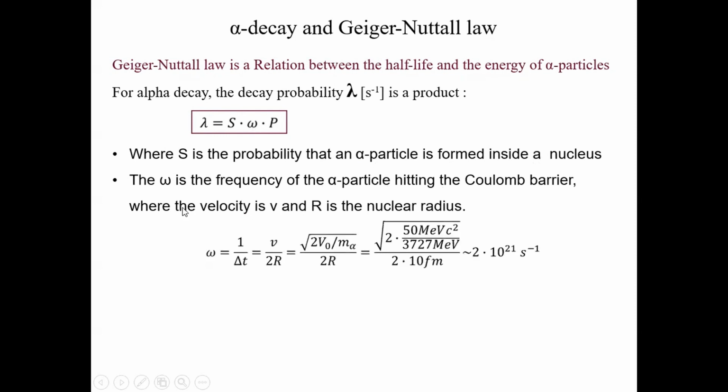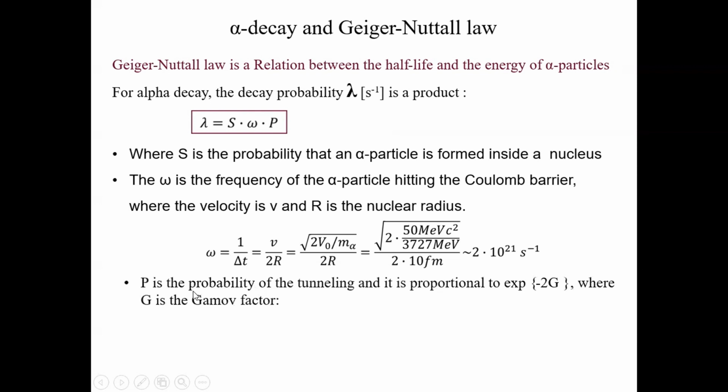The Geiger-Nuttall law, which is a relationship between half-life and the energy of the alpha particle, is given by this, and the decay probability is governed by the probability that the alpha particle is formed inside the nucleus, and then the frequency of the alpha particle hitting the Coulomb barrier, and P is the further probability, where V is the velocity and R is the nuclear radius, and we can find this omega, the frequency of the alpha particle hitting the Coulomb barrier.